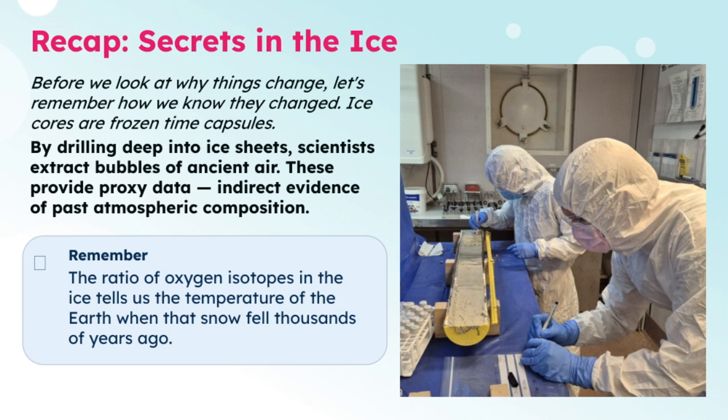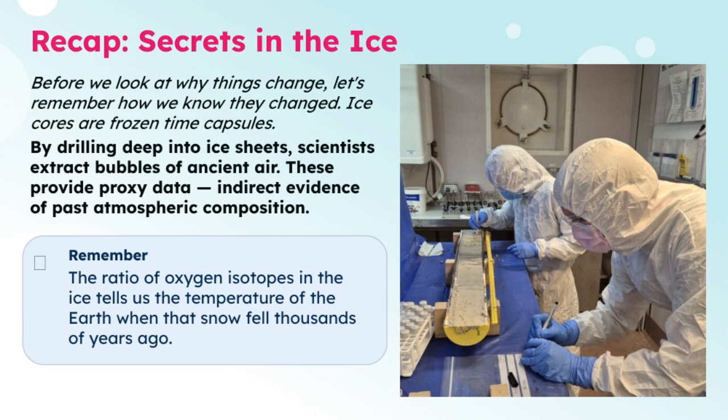Scientists drill deep into ice sheets in places such as Antarctica and Greenland. Each layer of ice represents snowfall from the past. Tiny bubbles of ancient air are trapped inside the ice. By analyzing these bubbles, scientists can measure past concentrations of gases such as carbon dioxide and methane.